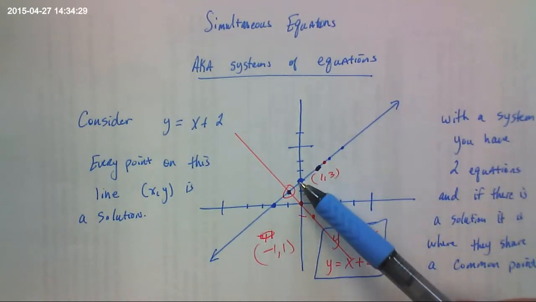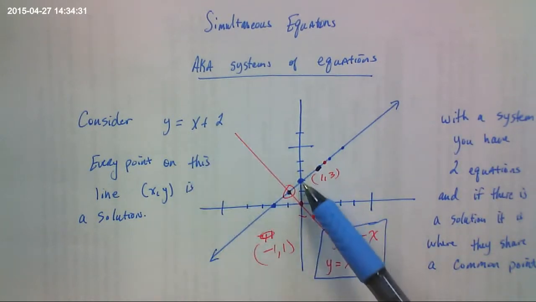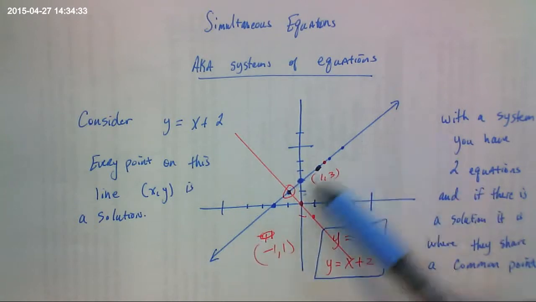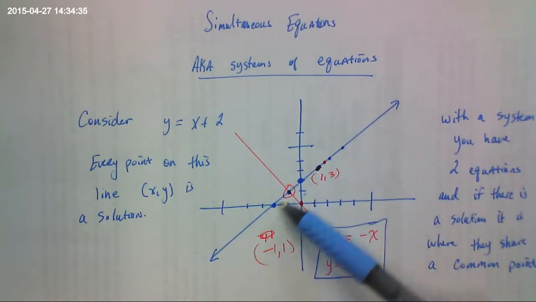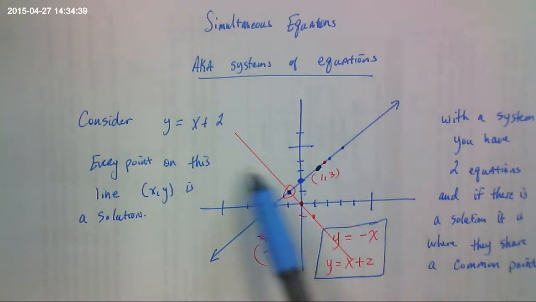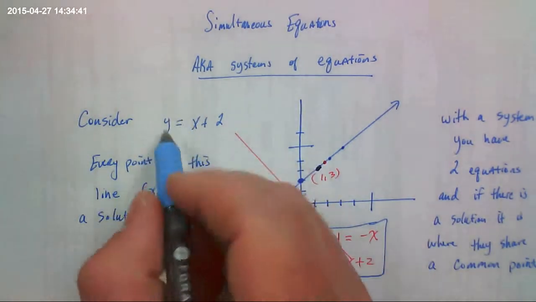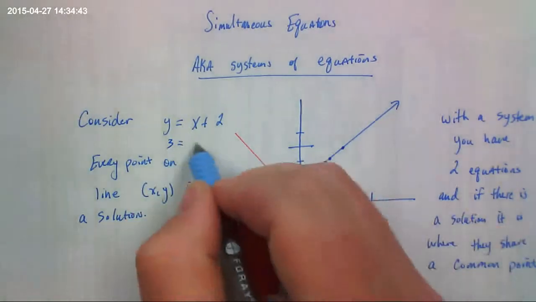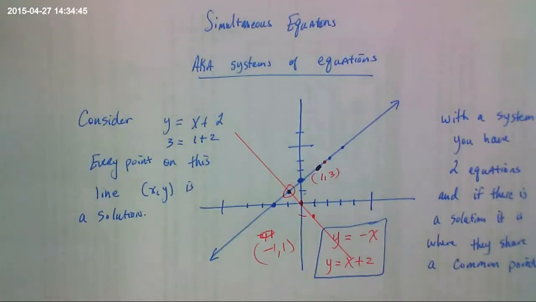I've got a y-intercept of 2, slope of 1. Every single point on this graph, on this line right here, is a solution. So for example, 1 comma 3, x is 1, y is 3. I get a true statement because 3 equals 1 plus 2.